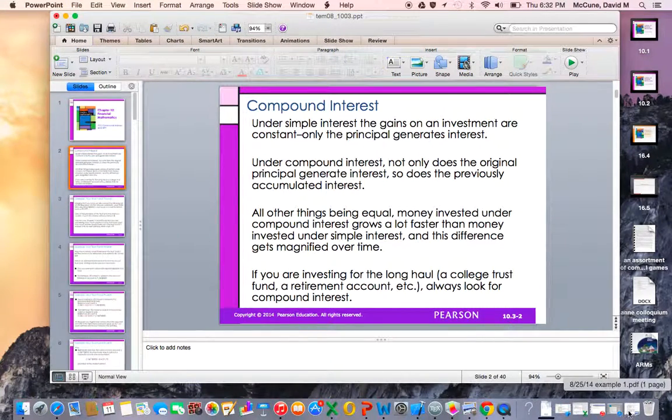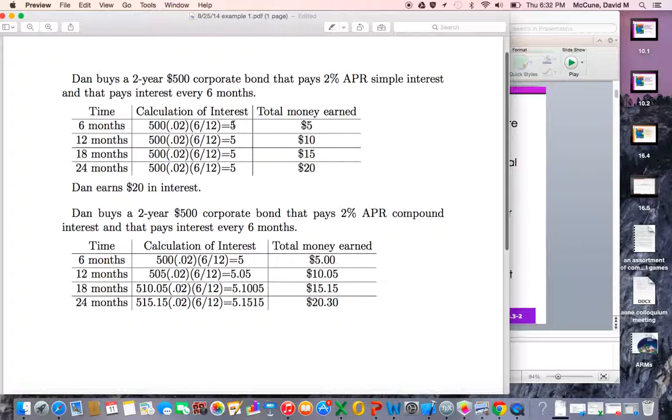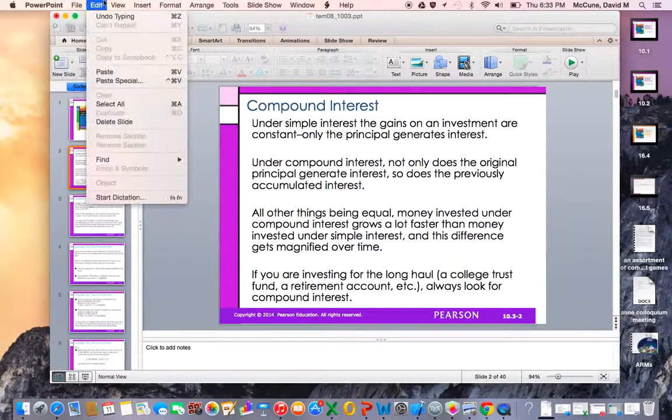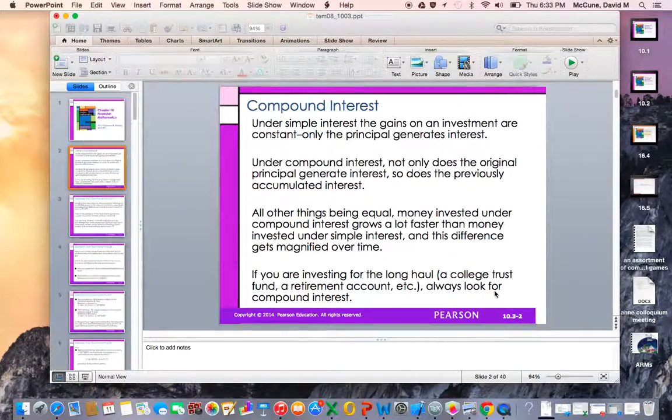So notice that was the case in this. The gains from interest were the same every time because this $500 was not changing. So $5, $5, $5, $5. By contrast, when I used compound interest, the amount of interest I got every time was not constant. It changed over time, and in particular, it increased because these principal amounts here were increasing as I accrued interest. So that's all that's saying right there. The amount of interest that you get under simple interest is constant.